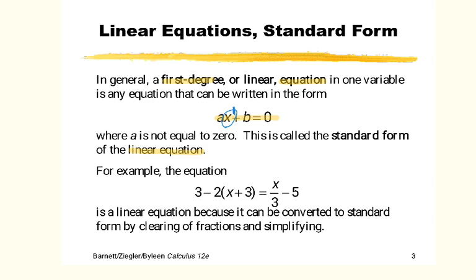So if I look at the example here, 3 minus 2 times the quantity x plus 3 equals x divided by 3 minus 5. This is a linear equation because if I look at my variables x, I notice here they both have a degree of 1. Okay, so this is how I know I can put it in standard form, or how I know that it's a linear equation or a first degree equation.